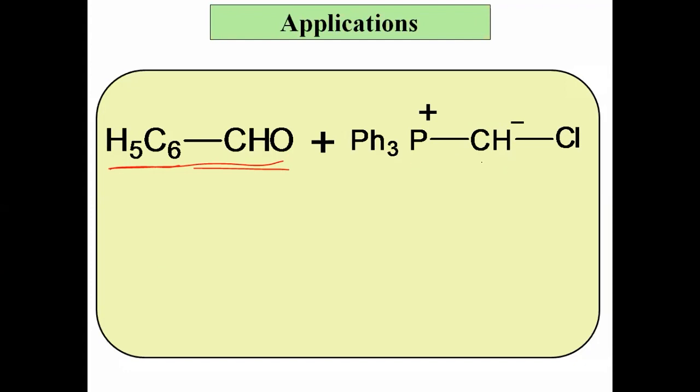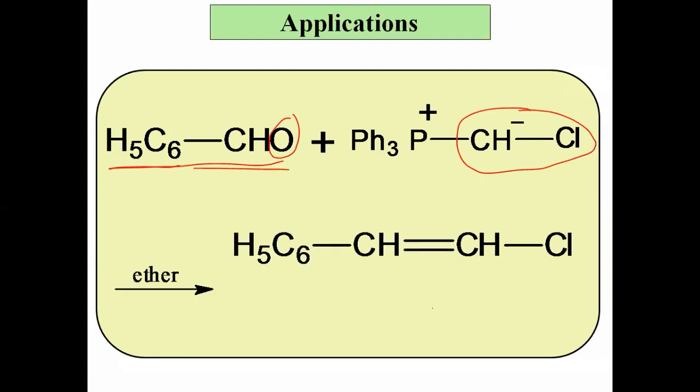I will take the same example. Earlier we saw the substituted one, let us take that same example. Here also the oxygen is replaced by a CHCl group. It is replaced by this group, and there is the formation of the corresponding substituted alkene. The oxygen has been replaced by this group and we get the substituted alkene. Okay, this is just an example of this particular reaction.